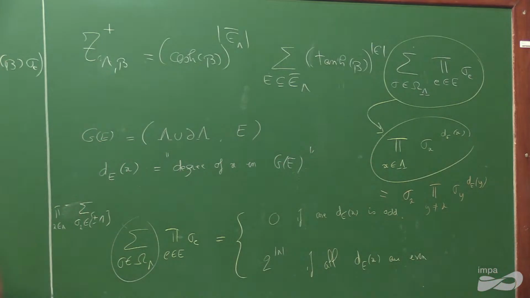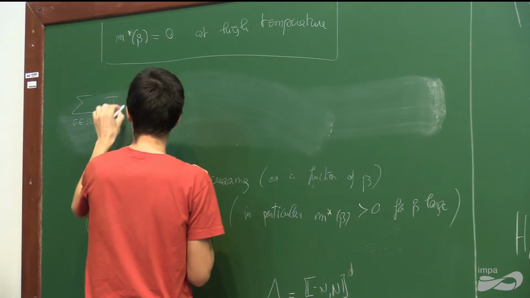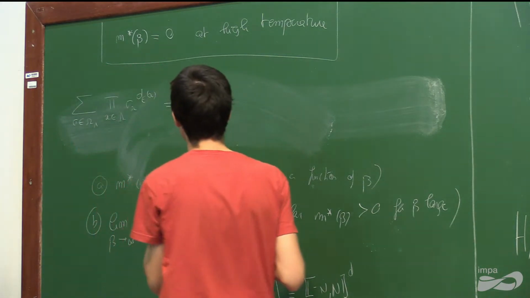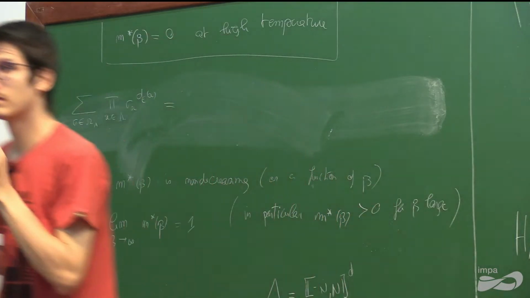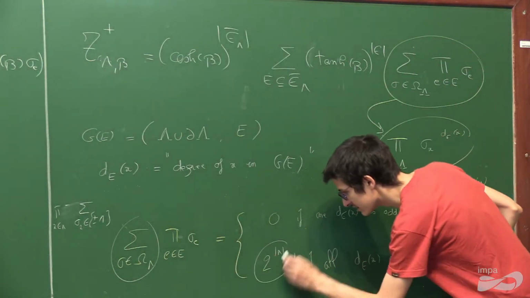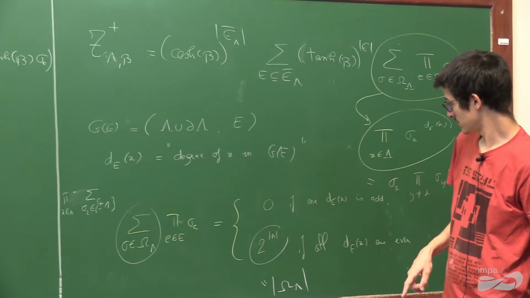Okay, so let me just write it fully. What we have is the sum over sigma in omega lambda of the product over x in lambda of sigma x to the d_x. Okay, this is equal to... 2 is the size of the box. This thing is just the cardinality of omega lambda.